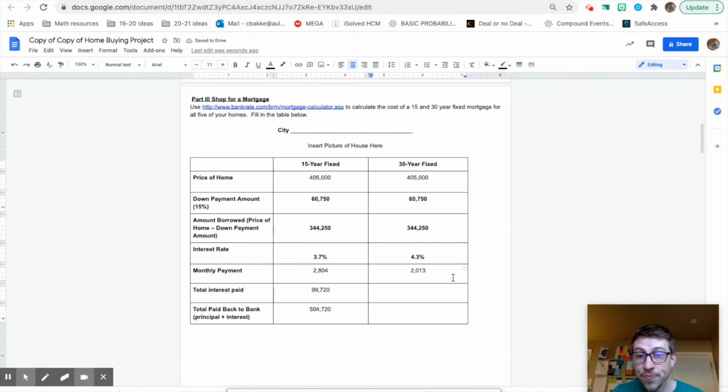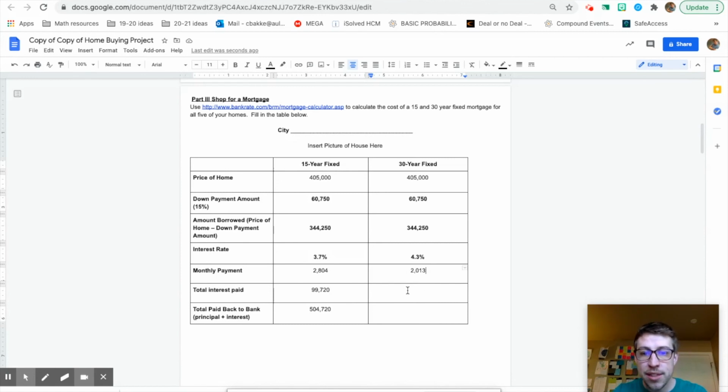$2,013. So you'll notice, even though we were charged a higher interest rate, since this gives you 15 more years to pay back your loan, you do have a lower monthly payment. So you save $800 a month, which you could then spend on groceries or a car payment or whatever else you might need in your life that you have to pay for every month. So even though you do save money every month, you're going to pay a lot more for that house over time. So let's take a look.